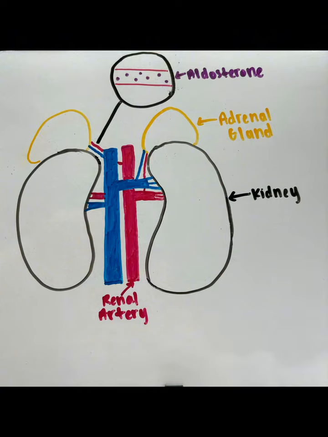Aldosterone is synthesized by the adrenal glands, which are shown in yellow, in response to different stimuli like changes in blood pressure, blood volume, and electrolyte levels. Once released, aldosterone enters the bloodstream and travels through the circulatory system with other hormones and nutrients. As blood circulates, aldosterone is carried to the kidneys through the renal artery.